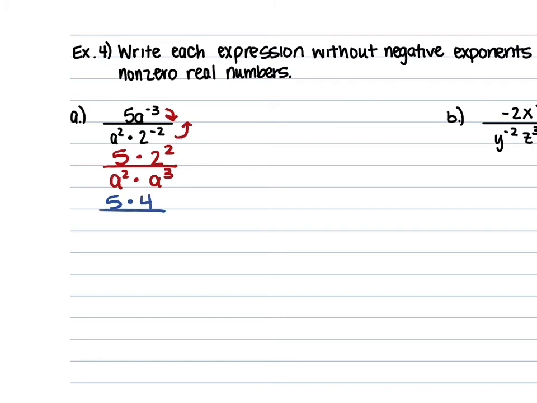On the bottom of the fraction, we have a to the second times a to the third, so we're going to keep the a, add the 2 and the 3. 5 times 4 gives us 20. A to the second plus the third is a to the fifth. So that's 20 over a to the fifth power.